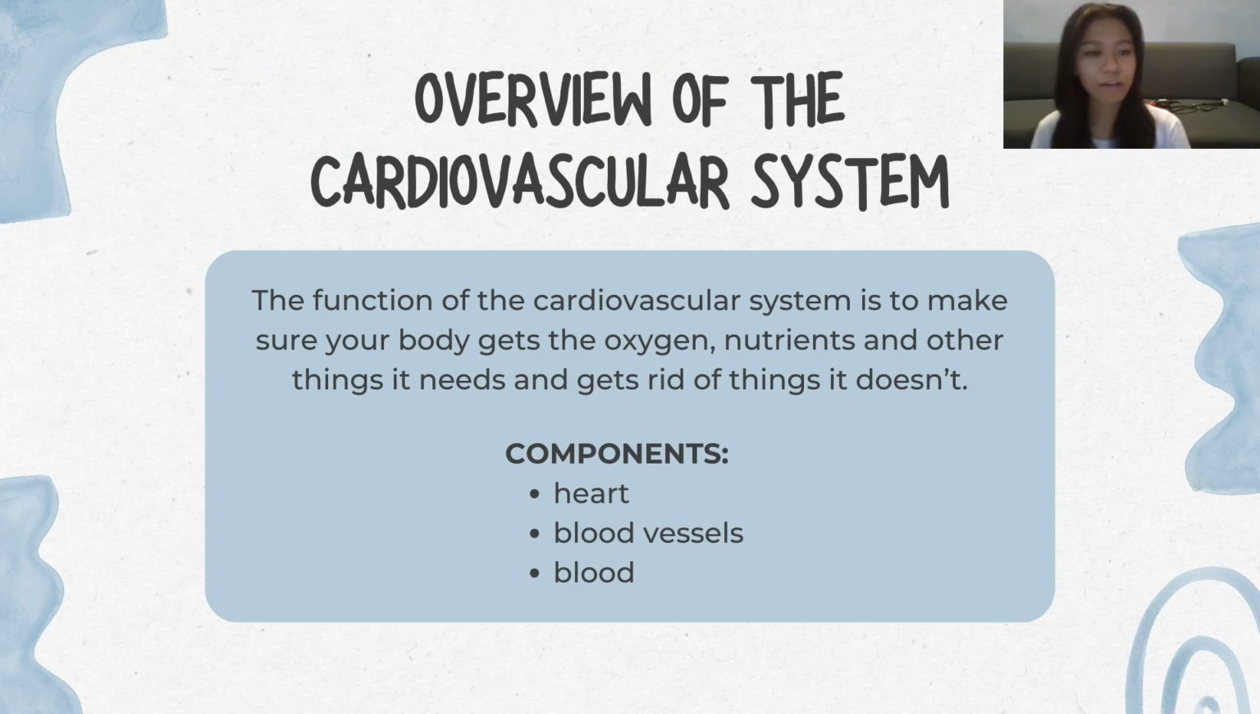So ang function sa atong cardiovascular system is to make sure that our body gets the oxygen, gets the nutrients, and other things nga kanang iyahang kinahanglan, and also to get rid of the things na di na kinahanglan sa ato ang body. So ang atong cardiovascular system, it has some components, which is the heart, the blood vessels, and the blood. So we're going to tackle this one by one.